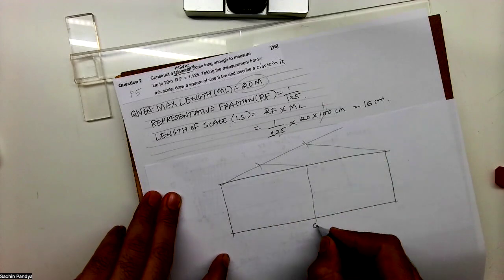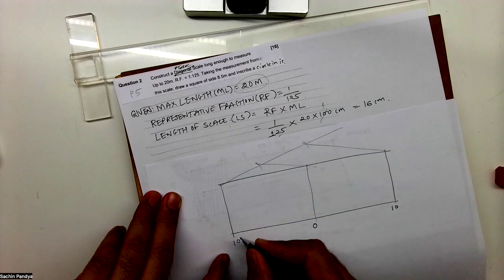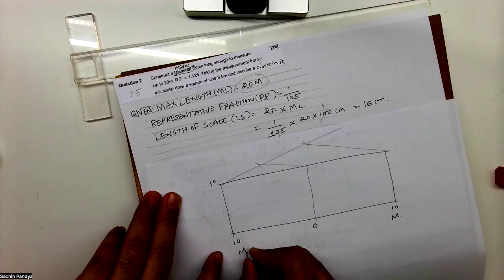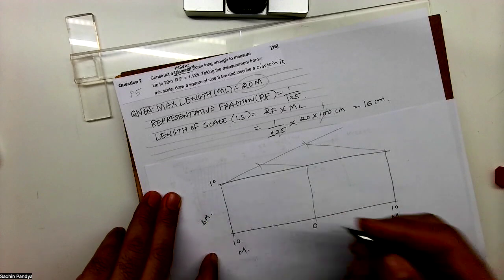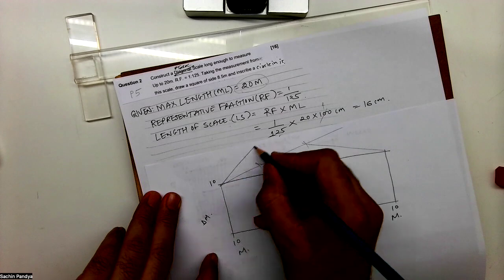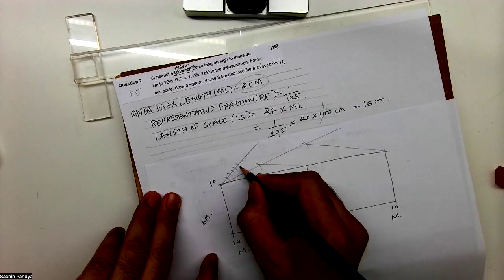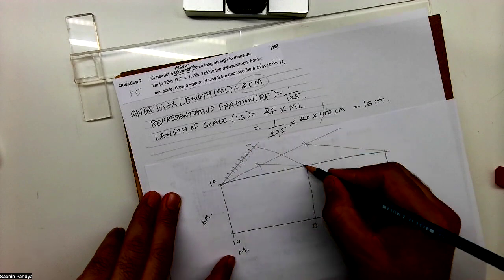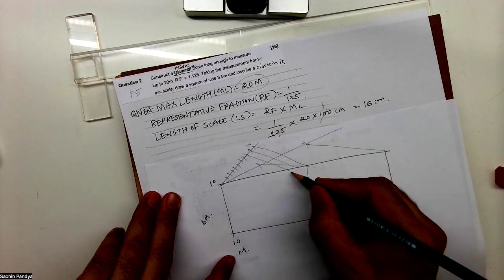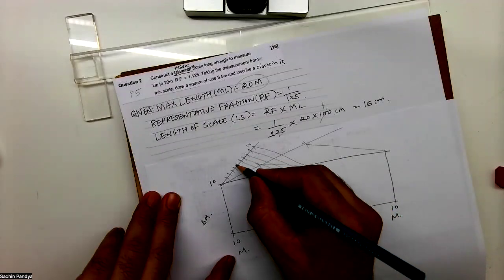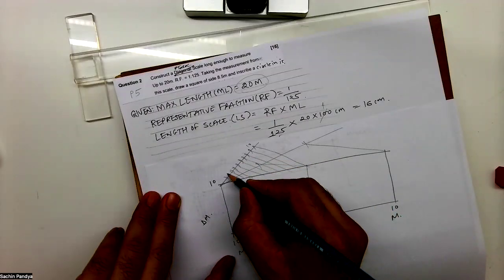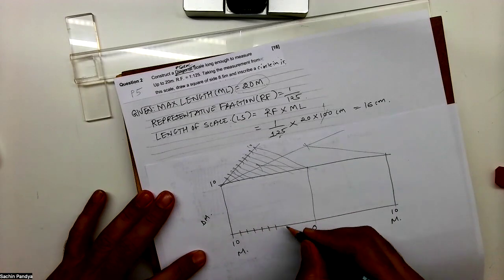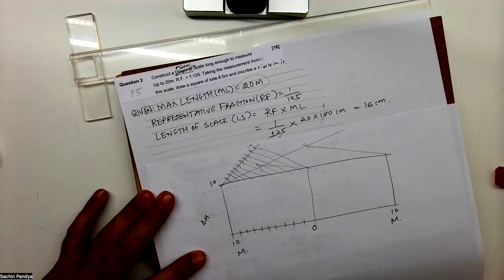You write 0, 10, 10, 10. This is meter. This is meter. This is decimeter. 1, 2, 3, 4, 5, 6, 7, 8, 9, 10. 1, 2, 3, 4, 5, 6, 7, 8, 9, 10.